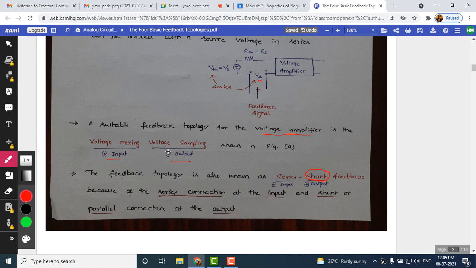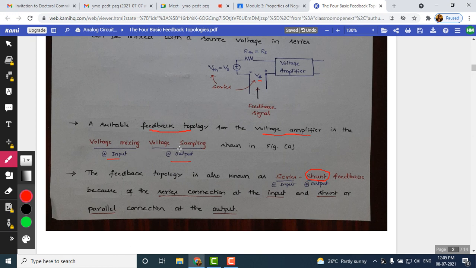At the output, what is happening is voltage sampling. We are sampling the output voltage, and at the input we are providing the feedback in series with the input signal. So we are mixing the output signal via the feedback at the input here. So the type of mixing is voltage mixing and the type of sampling is voltage sampling. The first part we are referring to the input and the second part to the output. So this type of feedback topology can also be called a voltage mixing, voltage sampling kind of feedback topology.